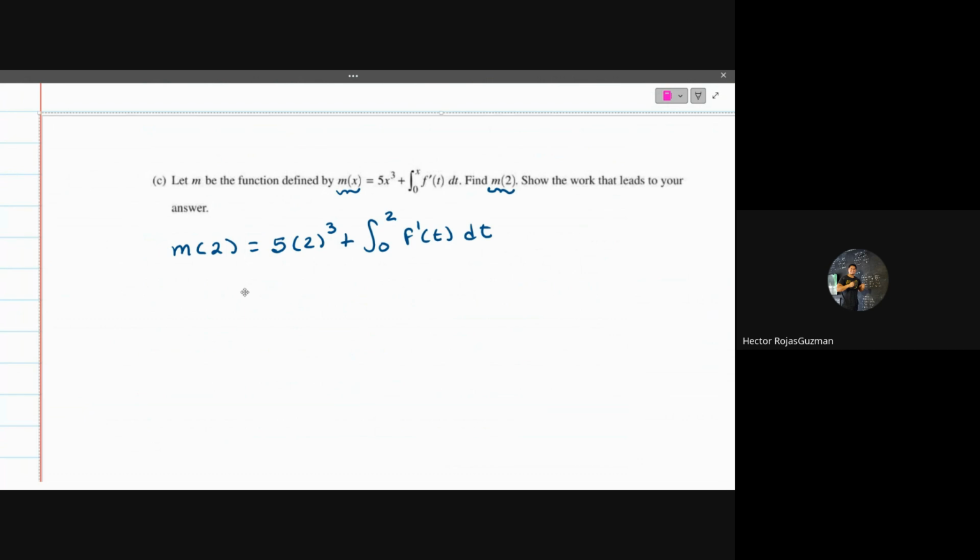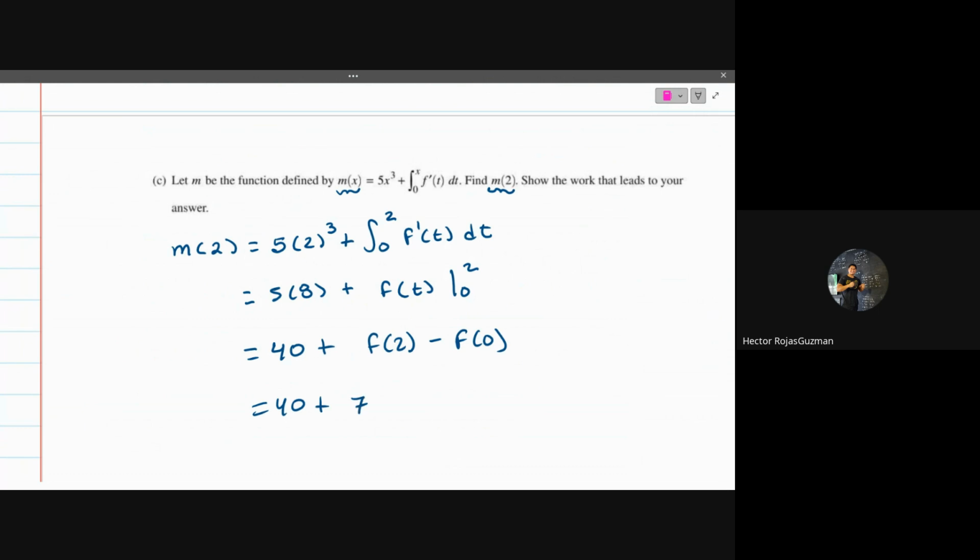The first part of the function is pretty straightforward. We're going to get 5 times 8. But for the second part, for the integral, we have to take our antiderivative, and the antiderivative of f prime is simply f of t, evaluated from 0 to 2. So this gives us 40 plus f of 2 minus f of 0. According to the table, f of 2 is 7 and f of 0 is 10. So this gives us 57.